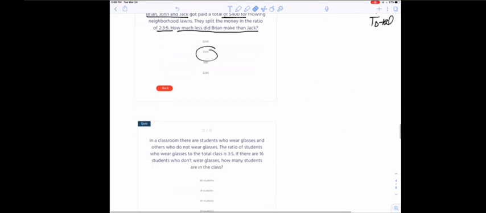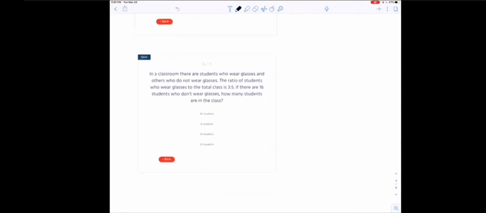So let me make some space now. Let's move on to number 12. Number 12 says, in a classroom, there are students who wear glasses and others who do not wear glasses. The ratio of students who wear glasses to the total class is 3 to 5. So we have 3 to 5. And it tells us this is students who wear glasses. So I'm going to put glasses to the total class. So this is actually total.